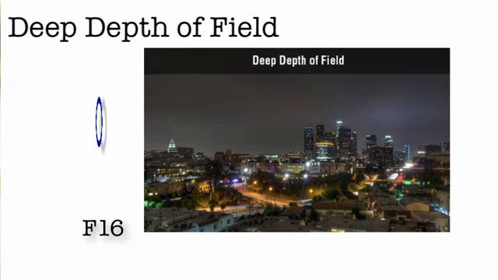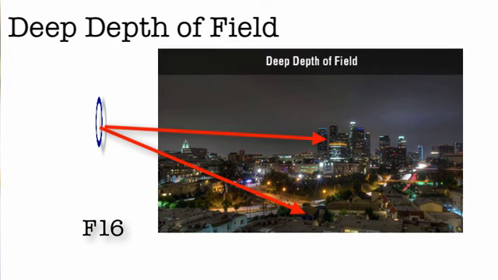Deep or large depth of field. When the aperture is small, for example f16, the image has a deep or large depth of field. This means that the focus range covers a large area. In this cityscape image, both the apartment buildings in the foreground and the skyscrapers in the horizon are both in focus.